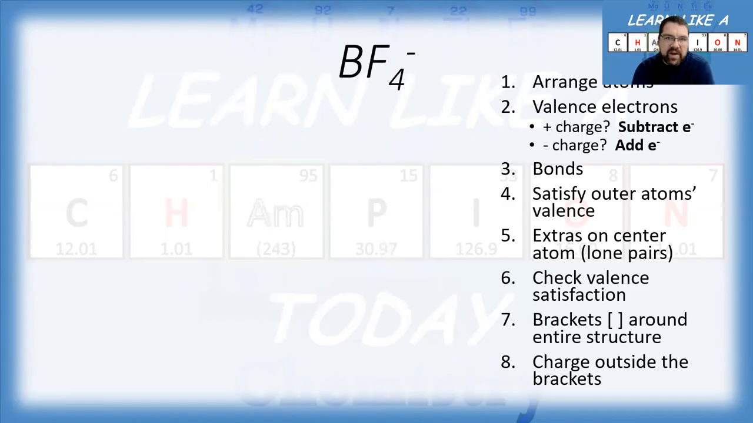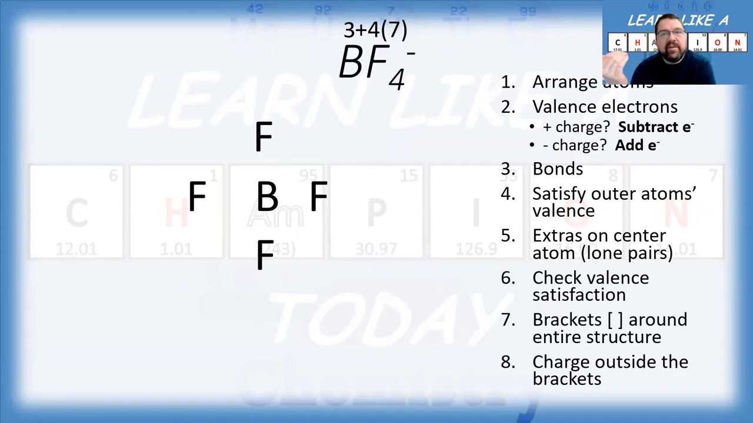All right, let's try this one. BF4 with a -1 charge. So boron's going to be at the center with 4 fluorines around it. Boron has 3 valence electrons. Fluorine's got 7 times 4. Now we have a -1 charge, which means we've got an extra electron because electrons are negatively charged. So we're going to add 1, and that's going to give us a grand total of 32 valence electrons.